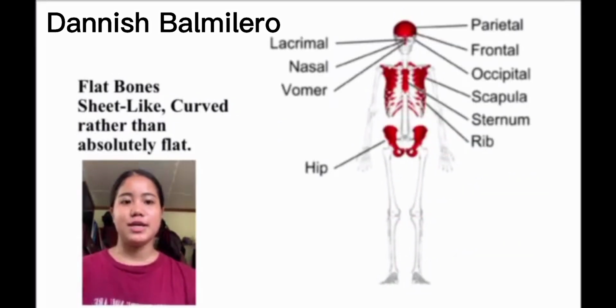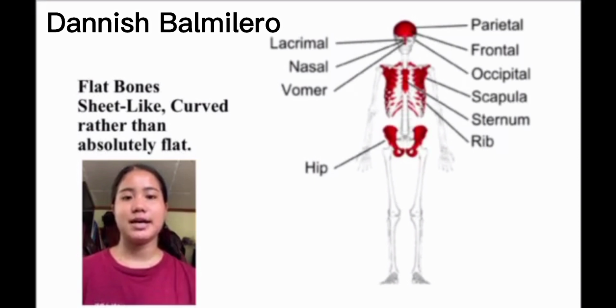Flat bones. These bones are sheet-like and curved rather than absolutely flat. They are composed of thin layers of compact bone, enclosing between them a variable quantity of cancellous bone. The examples are parietal bone, frontal bone, occipital bone, lacrimal, nasal, vomer, scapula, sternum, rib, and the hips.